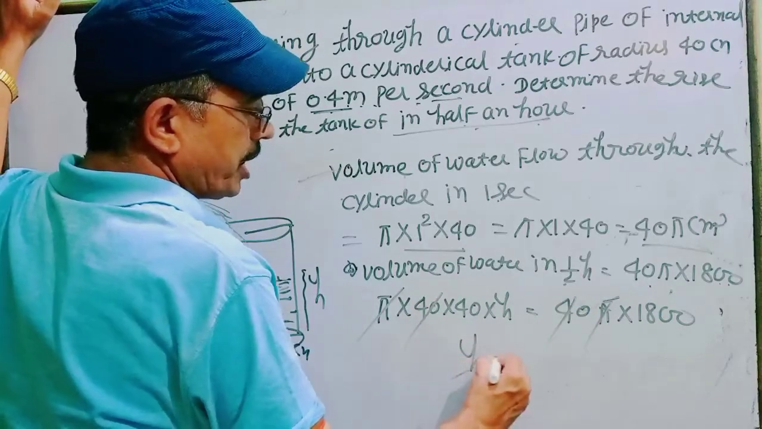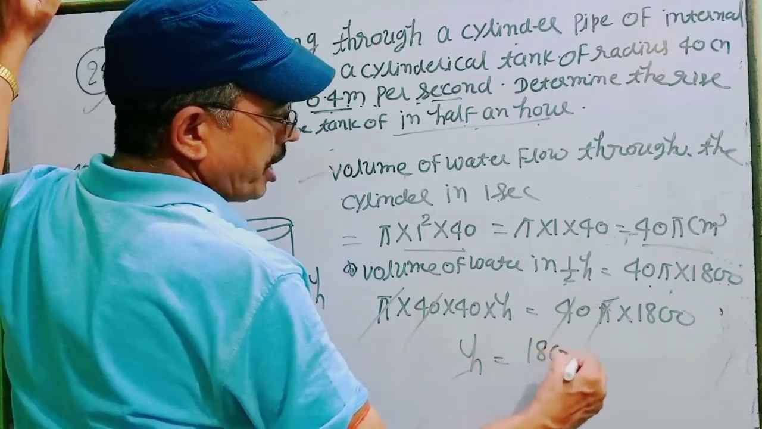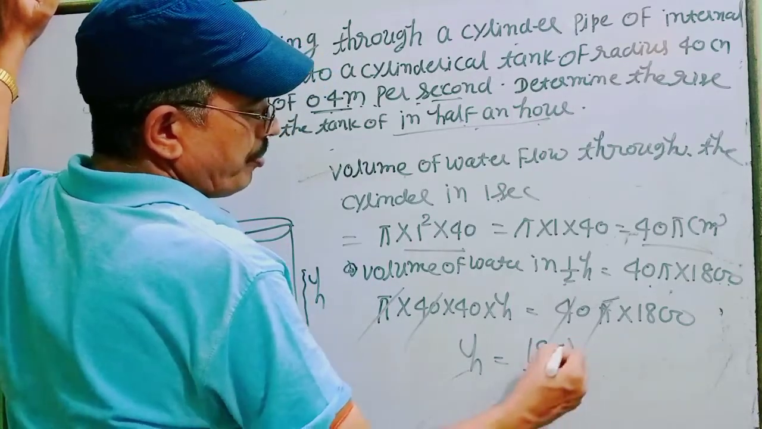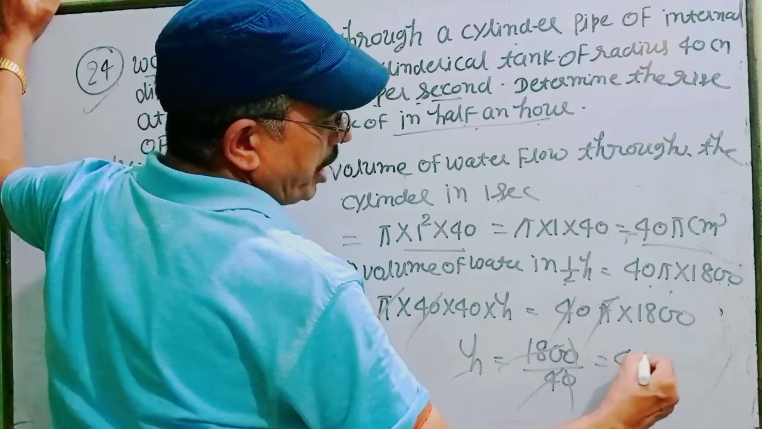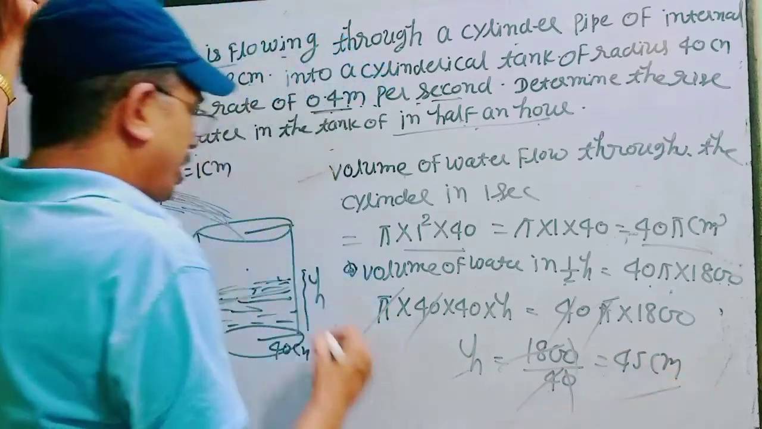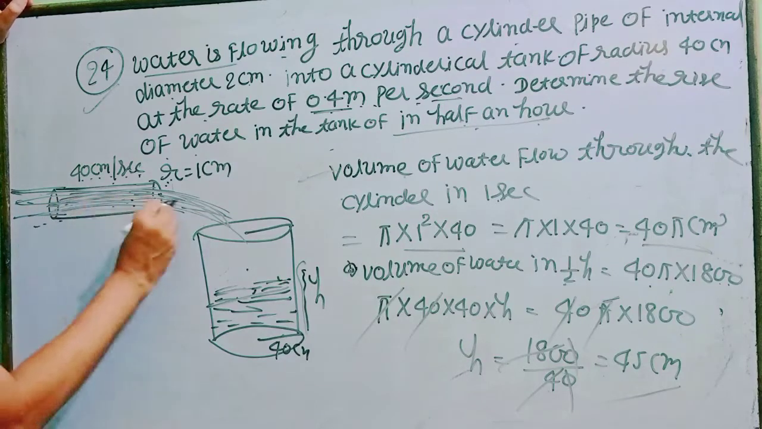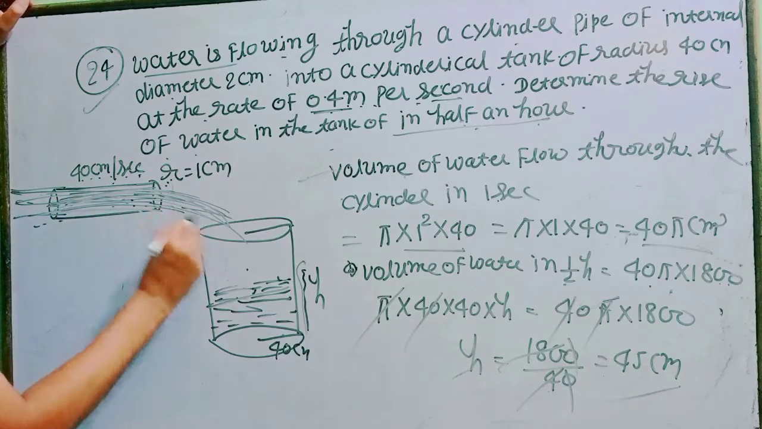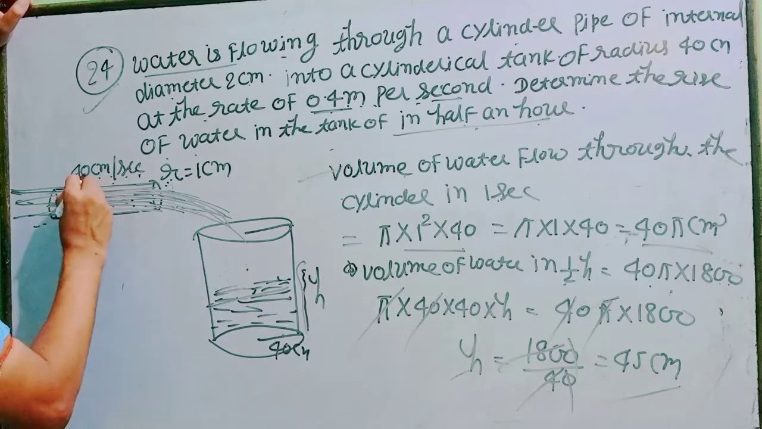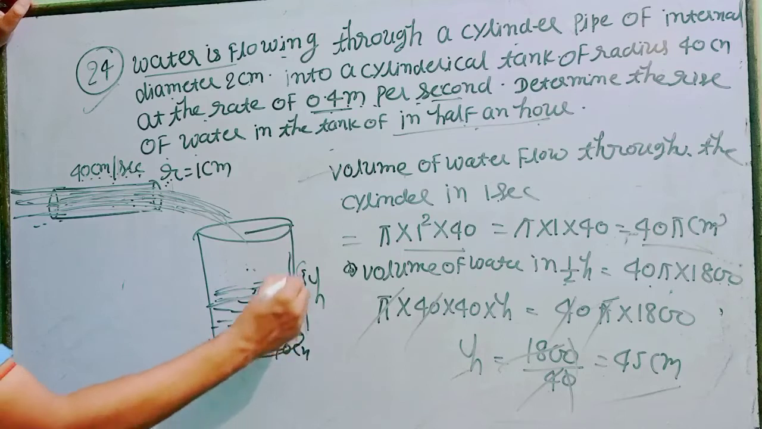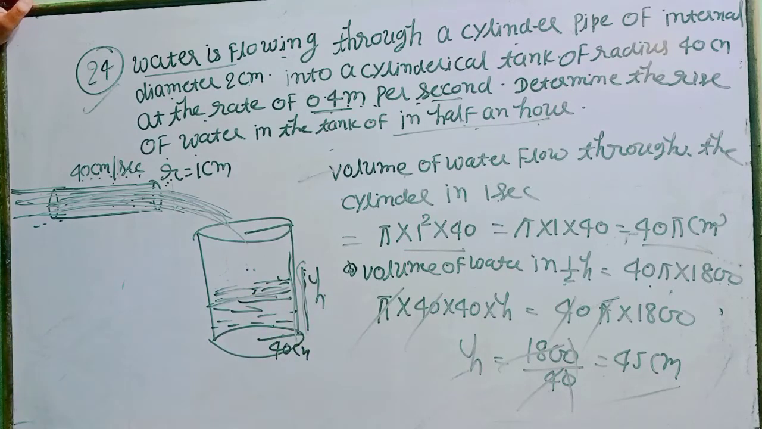So what is the h? So h is 1800 by 40. So it is cancelled, and that is 45 centimeter. The water rises when the water flows through this pipe at 40 centimeter per second in half an hour. The level of water rises by 45 centimeter.